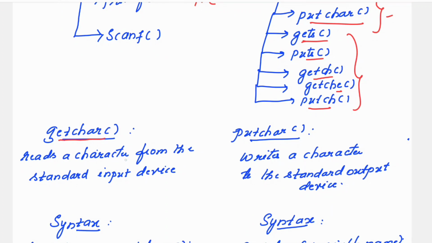What does it do? It reads a character, and remember it reads a single character. This is more important. It reads a single character from the standard input device. Which is the standard input device? The keyboard is the standard input device. Now the getchar function is expecting a character from the user to be entered through the keyboard.